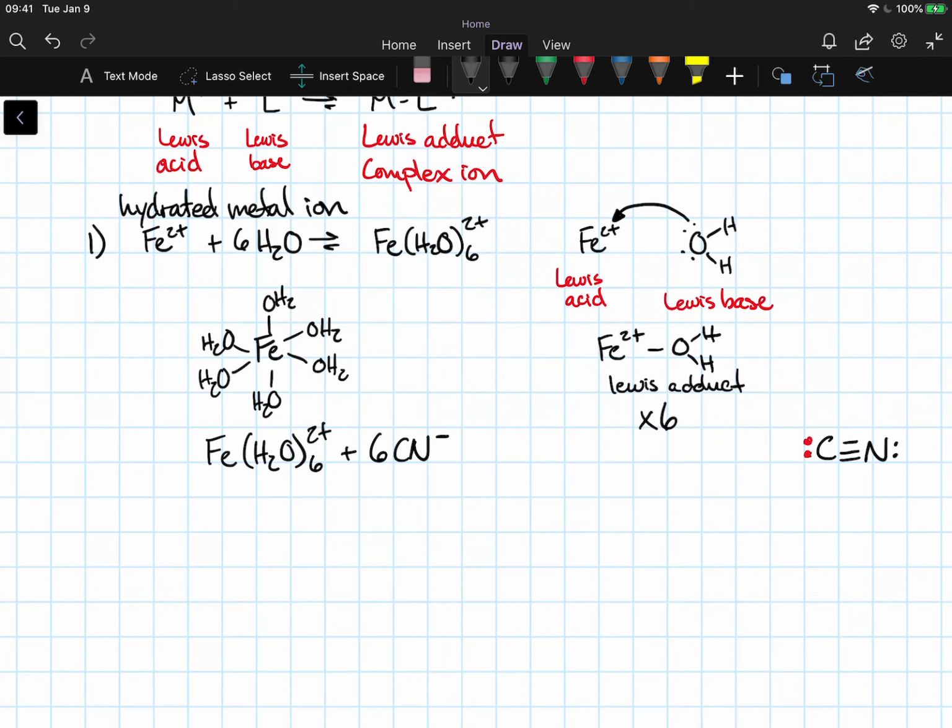And so this repeats 6 times over to form iron hexacyanide. And because there are 6 negative charges from the 6 cyanides, each 1 minus, and only 2 plus from the iron, we end up with a 4 minus charge on this whole complex ion. And we also end up with the 6 water molecules that we kicked out. So this is called complex ion formation.